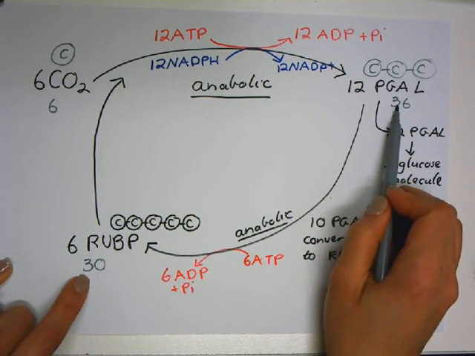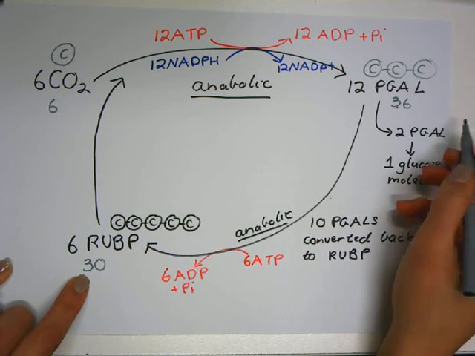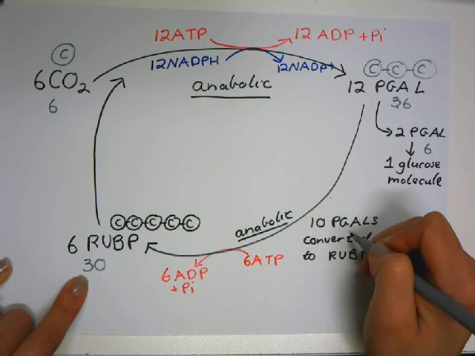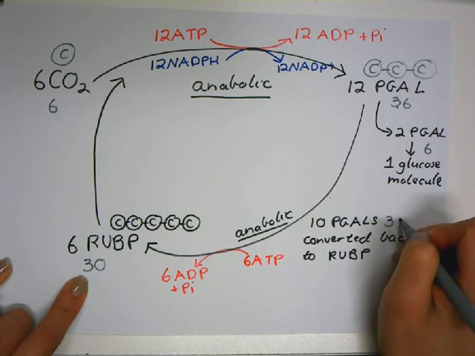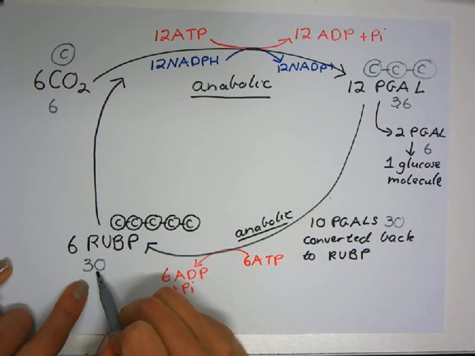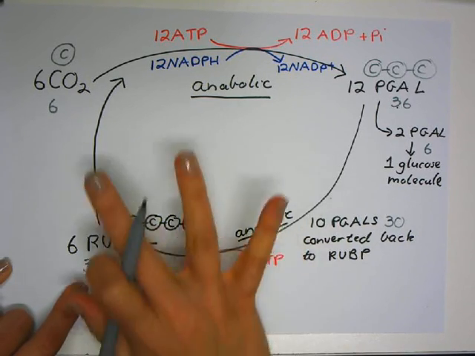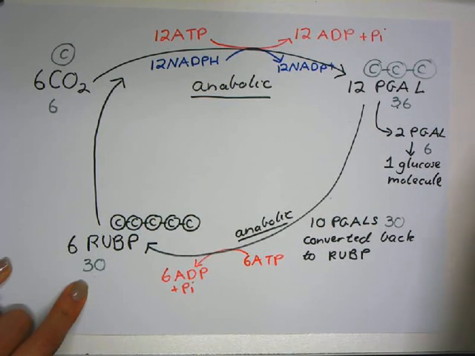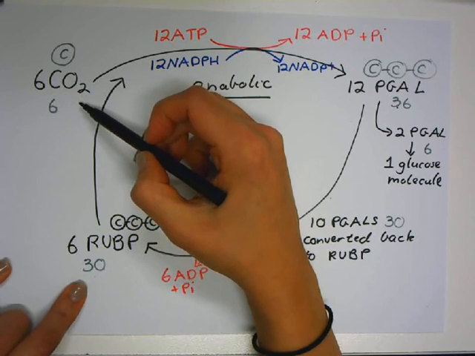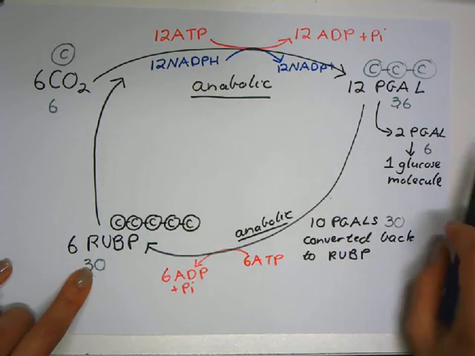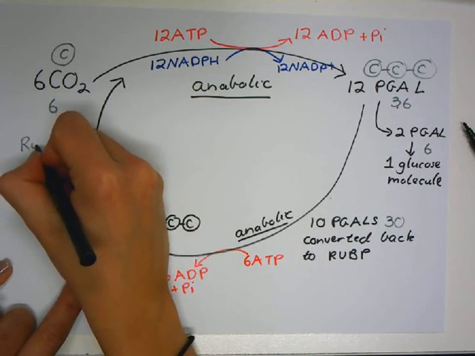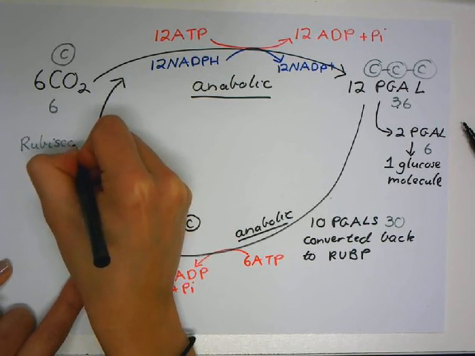Nothing's disappeared. These two PGALs have 6 carbon molecules, and there are 10 PGALs remaining. 10 times 3 is 30. 30 carbons in PGAL get converted back to 30 carbons in RuBP. So everything gets recycled. Now, here we actually use an enzyme. The 6 carbon dioxides will bind with 6 RuBP with the help of an enzyme called rubisco.